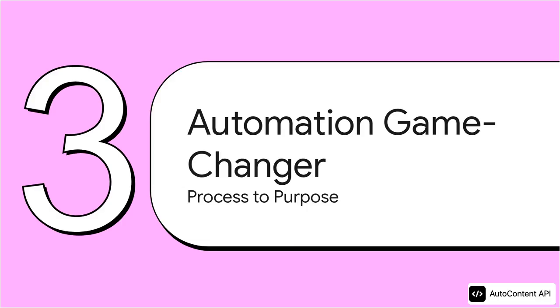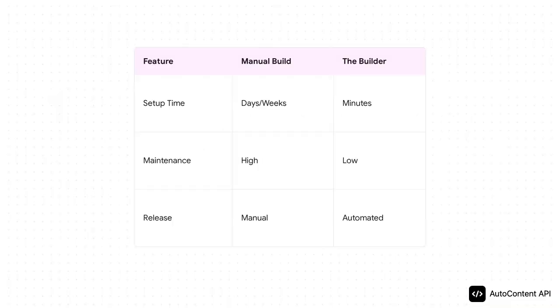It completely shifts your team's focus. So instead of being stuck in the weeds, worrying about the process of building and releasing, you can finally concentrate on the purpose, designing the perfect observability pipeline for whatever you need. Let's just put this in perspective for a second. Look at this comparison. Setting up a manual build pipeline, that can take days, maybe even weeks. With the builder, you're talking minutes. Maintenance goes from being this constant headache of updating scripts to just editing a manifest file, and the release process goes from a complex, manual nightmare to something that's fully and beautifully automated. The difference is just night and day.